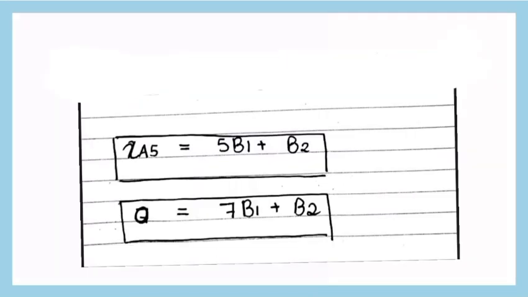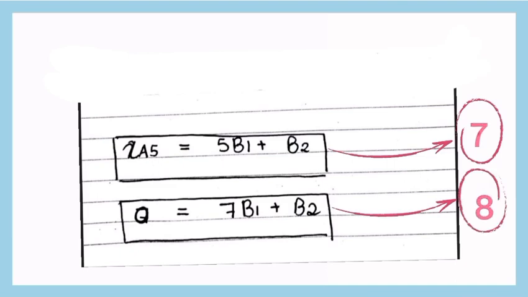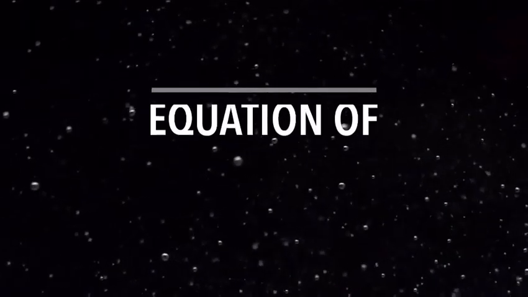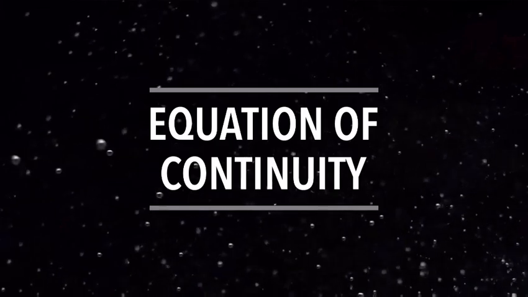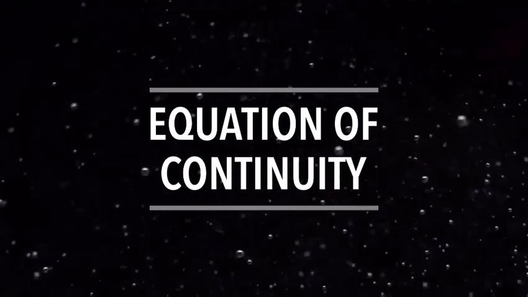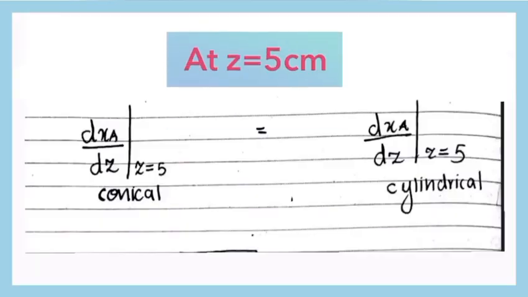Now substituting the previous conditions, we get these two equations. Let's name them equation 7 and equation 8. I'm sure all of you know the equation of continuity. Considering that, at z equals 5, the following will be applicable.